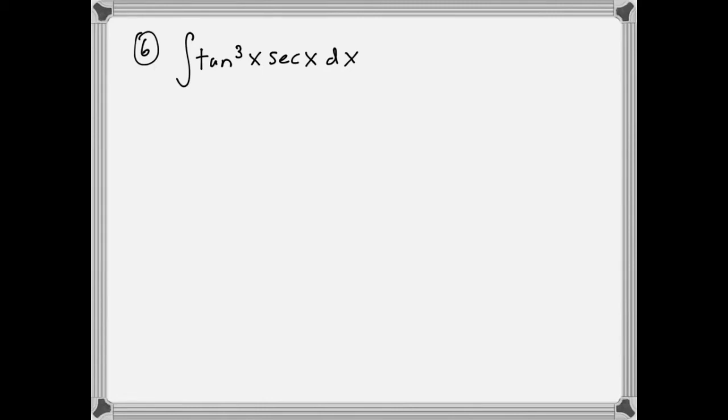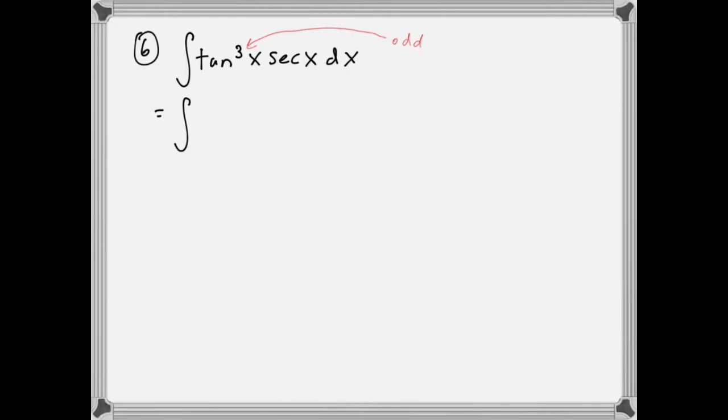So remember, we need an even number of secants or an odd number of tangents. And we notice that this guy is odd. Okay, so this is going to be the method that we take. So what do we do when the number of tangents is odd? Remember, we just said in the steps you're going to peel off a secant and a tangent.